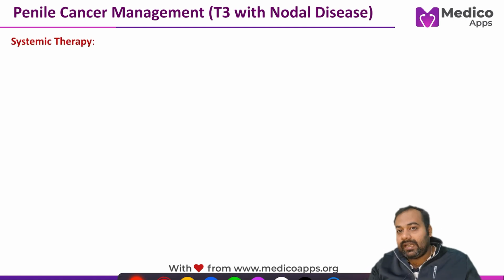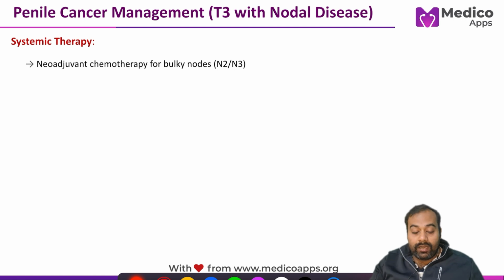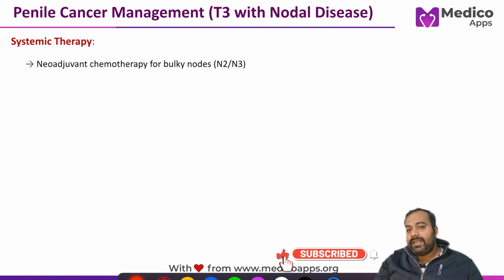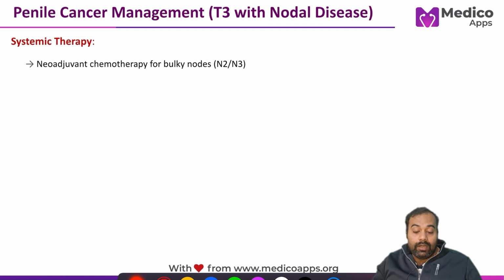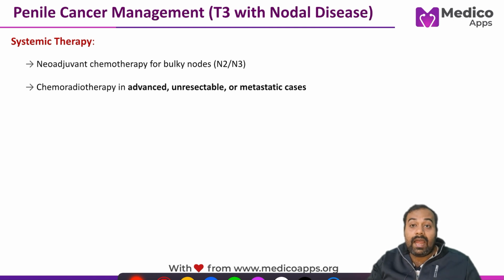Now the systemic therapy. Regarding the importance of the systemic therapy, we have the targeted therapy or the neoadjuvant chemotherapy for that case. Now the neoadjuvant chemotherapy is basically reserved for the bulky disease or the bulky lymph nodes, especially your N2, N3 disease, where just by application of the neoadjuvant therapy, we can downstage the disease in that case. But your chemoradiation is basically reserved for the advanced metastatic disease mainly.